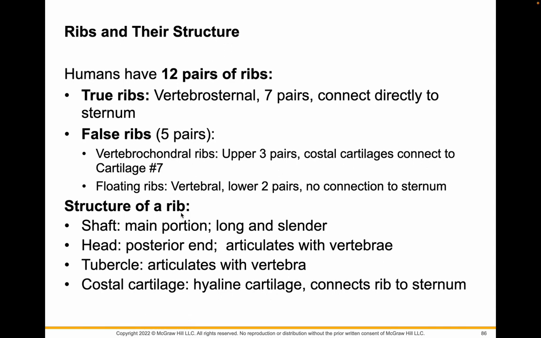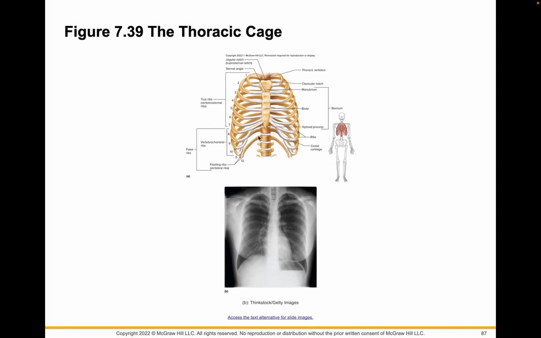So there's vertebrochondral ribs, and when I say they don't have their own cartilage, these are stealing the cartilage from the true rib number 7. I'll show you in just a second. And then you have the lower two that are floating ribs because they don't connect to any cartilage at the front or the sternum. And so remember, this is a flat bone, and we're again using costal cartilage or hyaline cartilage to connect them to the sternum.